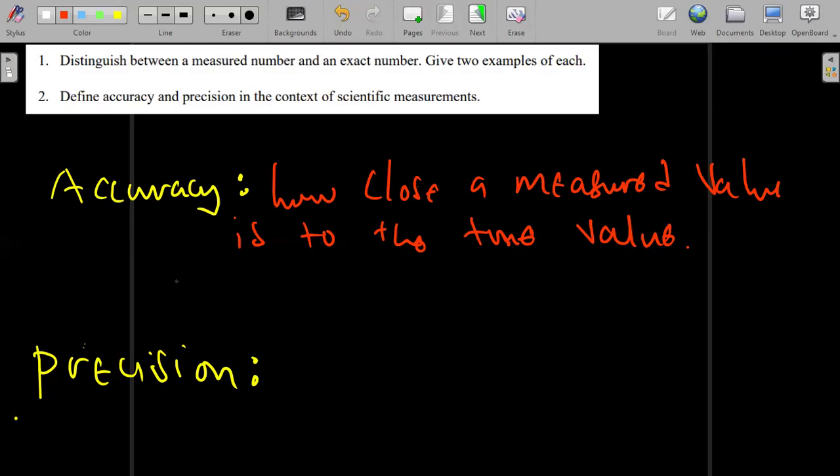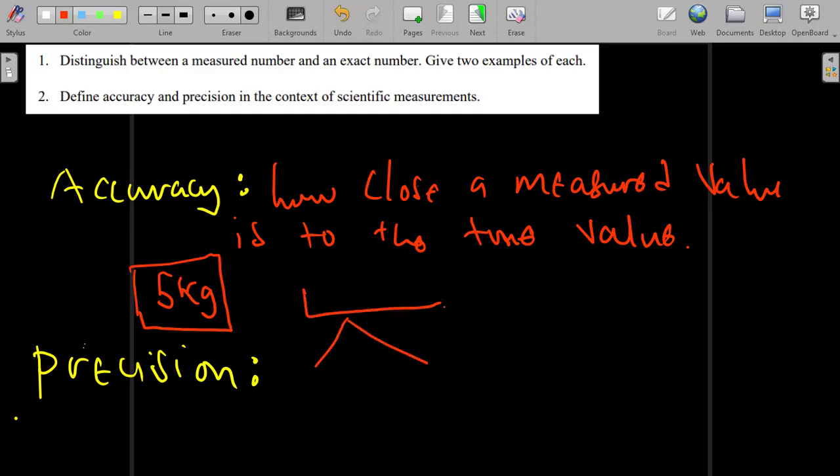For example, if the true value of a certain object is 5 kgs, and you put this same object on your scale and it weighs 4.999 because of some errors, we are going to say this measurement is accurate. Why? Because it's so close to the true value. That's what we mean by how close a measured value is to the true value.